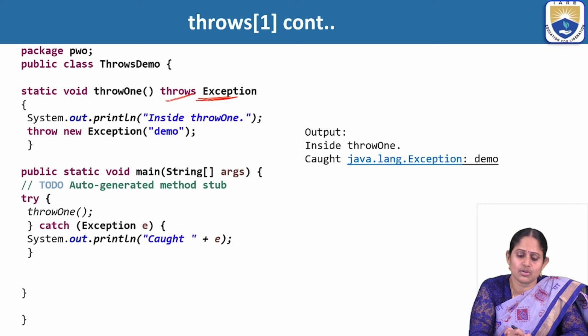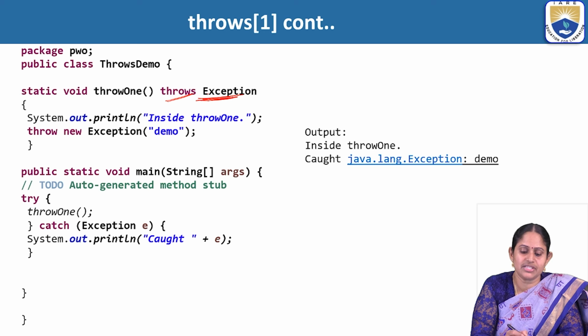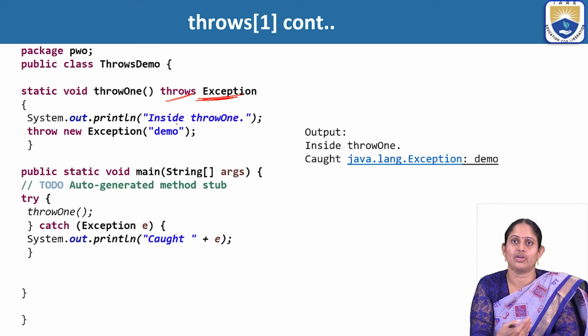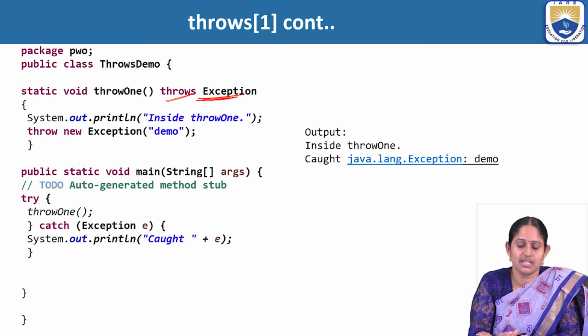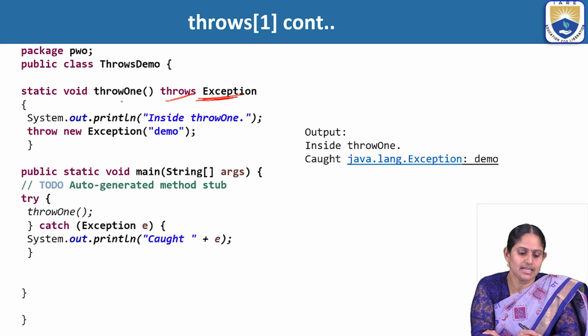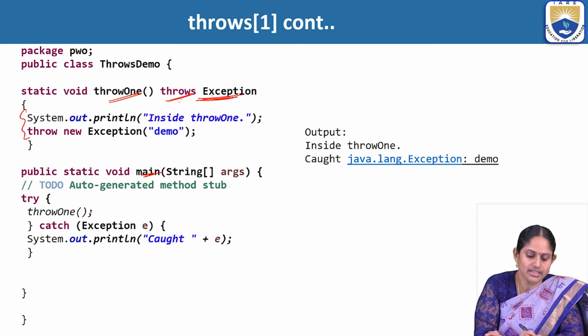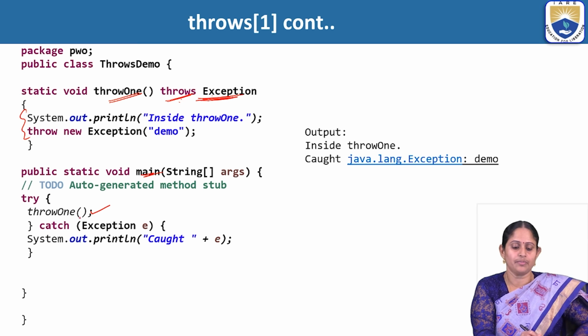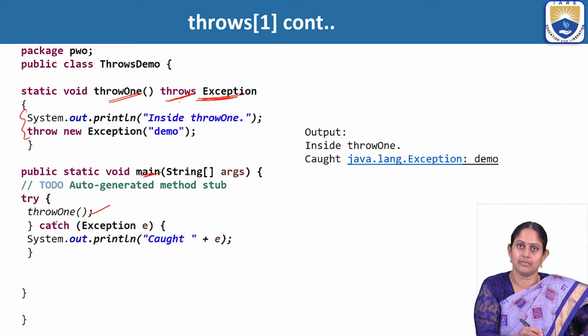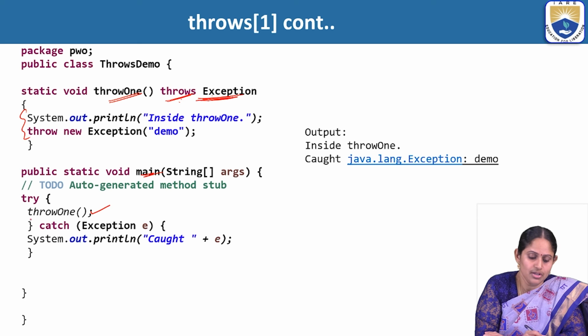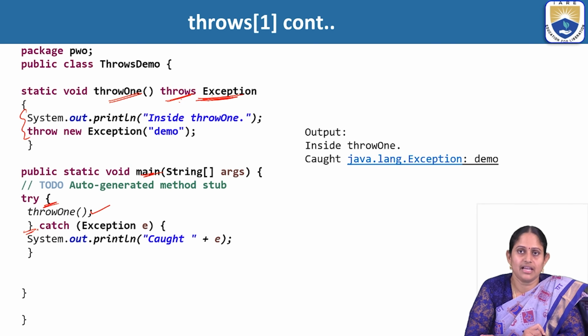So here we have a method which may throw the exception class, so we are declaring it as throws exception. The method is throw1, which may throw the exception, so we are declaring it with the throws keyword, and then the body of it. Then we have the main calling throw1. This throw1 may also throw the exception, so we are handling it with the try catch block.